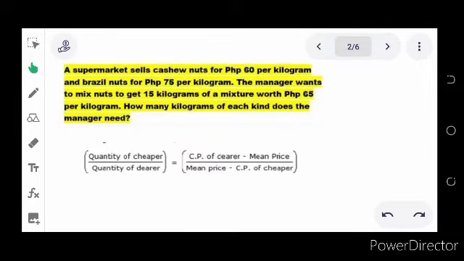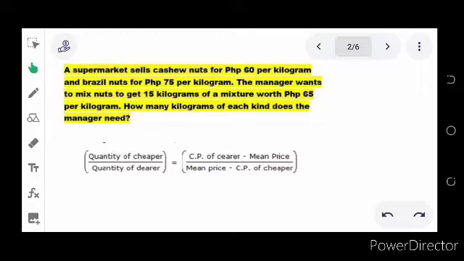So, let's have the first example here. A supermarket sells cashew nuts for 60 per kilogram and Brazil nuts for 75 per kilogram. The manager wants to mix nuts to get 15 kilograms of a mixture that is worth 65 per kilogram. Now, the question is how many kilograms of each kind does the manager need?